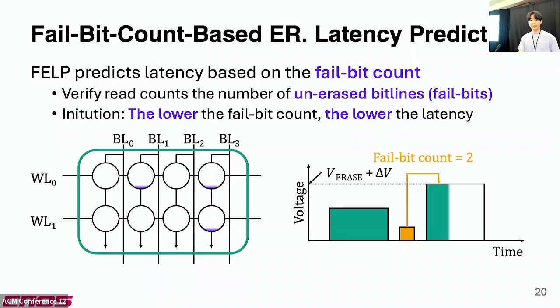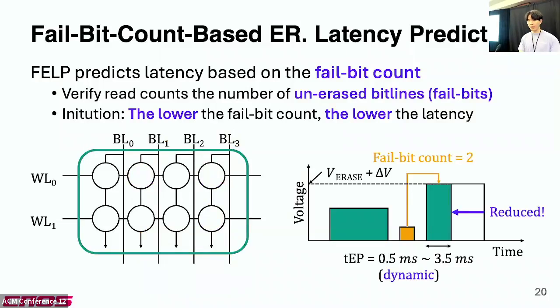So if we use the fail bit count from the previous verified read, AERO can dynamically adjust the latency of the next erase pulse. However, FELP is not perfect yet. This is because the verified read does not occur before the first erase pulse, which means AERO cannot reduce the latency of the first erase pulse.